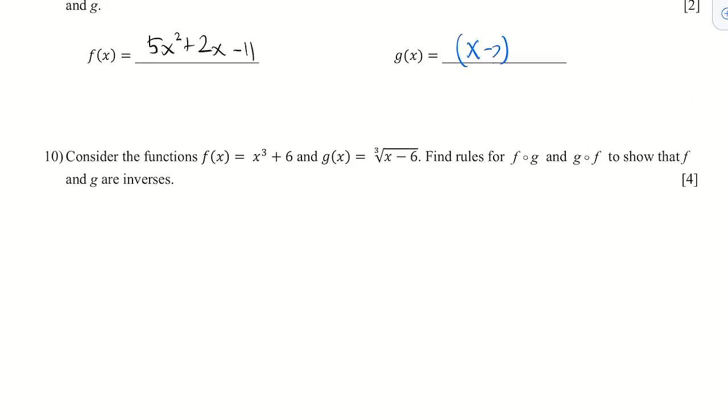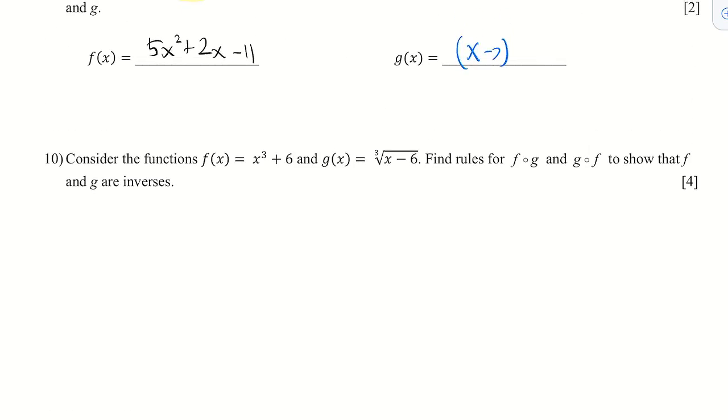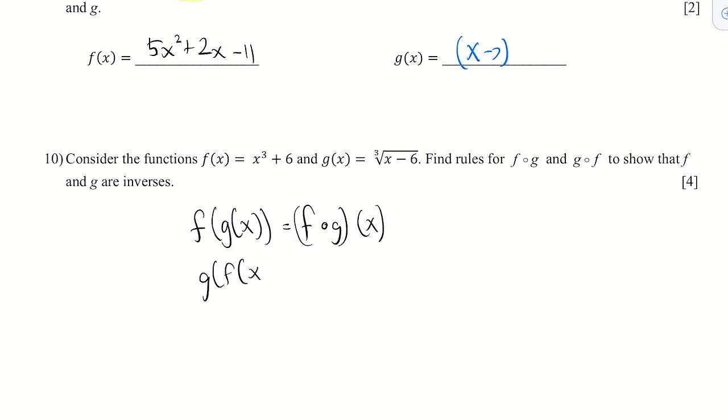Lastly, and I think this is the last problem for the page, it says consider the function f of x is equal to x to the third plus 6 and g of x is equal to cube root of x minus 6. Find the rules of f of g of x and g of f of x to show that f and g are inverses. So how do you show that? f of g of x, which is also another way of writing f o g of x, and then g of f of x.